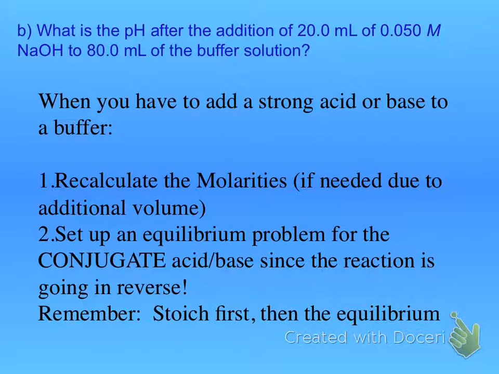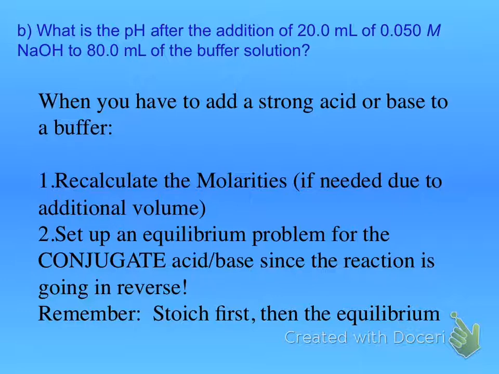So if we add a strong acid or base to a buffer, we have to follow these two rules. Whenever we're adding solution, we now have different molarities, and that's kind of a bummer. So we actually have to go back to the drawing board and recalculate the molarities of all of the solutions that are now involved.